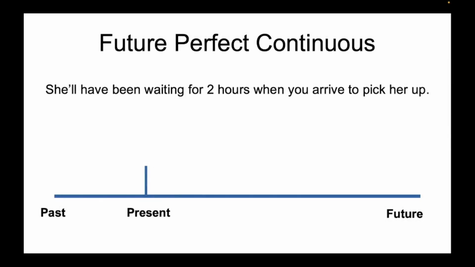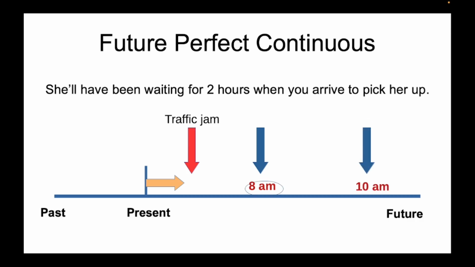Okay, so let's take a look at the timeline to make things clearer. At present, you're on your way to the airport to pick up your girlfriend who'll be arriving at 8 a.m. Unfortunately, you suddenly encounter a traffic jam. So now you've calculated that because traffic is moving at such a slow pace, instead of arriving at the airport at 8 a.m., you'll end up arriving at 10 a.m. So your girlfriend will have to wait 2 hours for you to pick her up at 10.